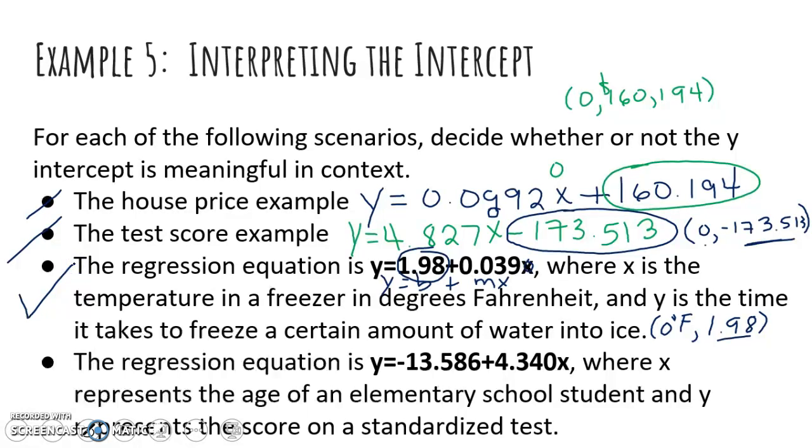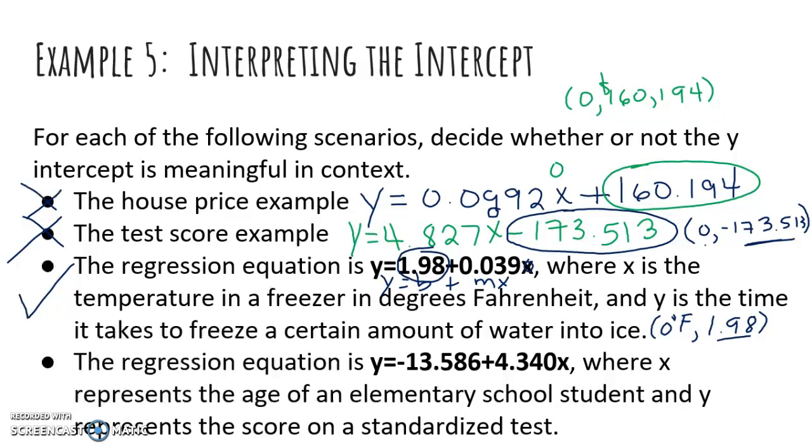So in context of this problem, what does the y-intercept mean? It means that when the temperature in the freezer is 0 degrees Fahrenheit, the time it will take for a certain amount of water to freeze into ice is 1.98. Alright, so the first two just made the equation work. The third one does have meaning. Let's check out one more.